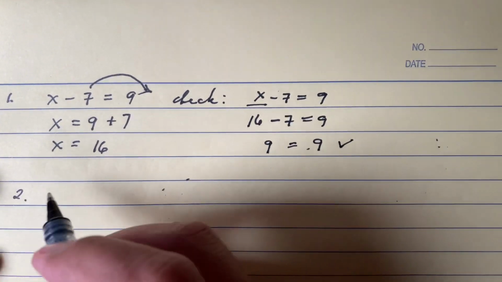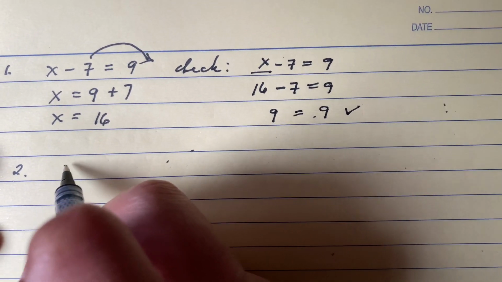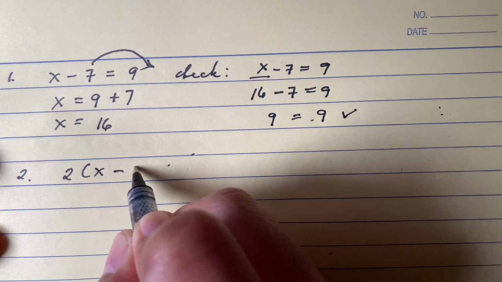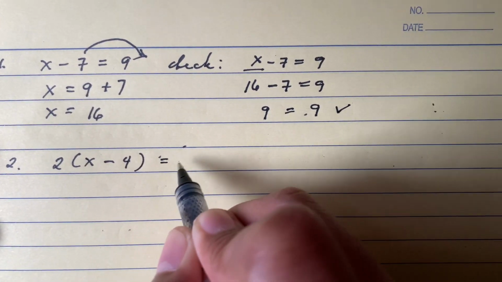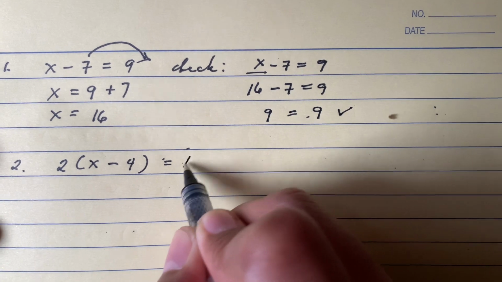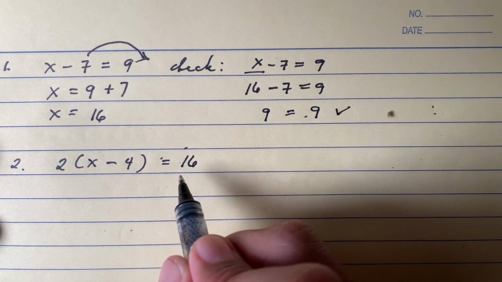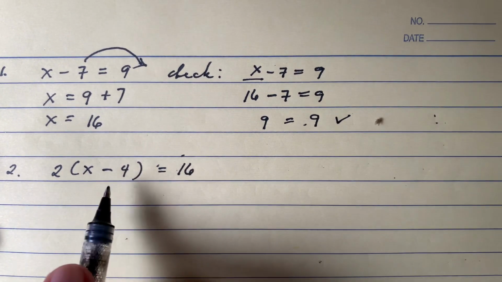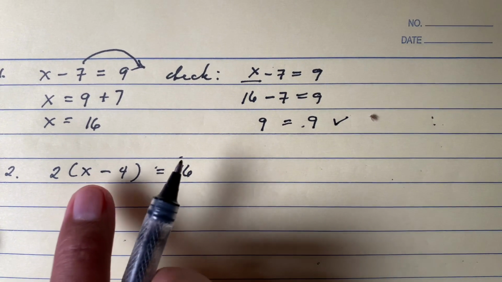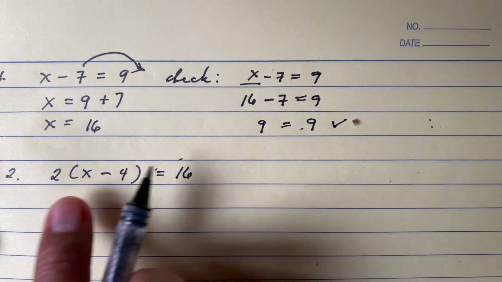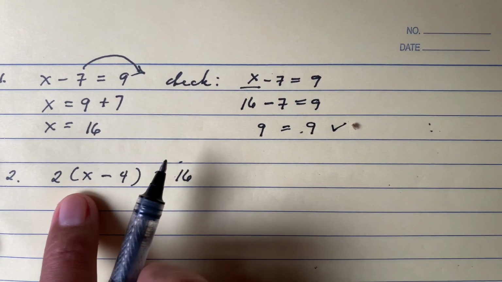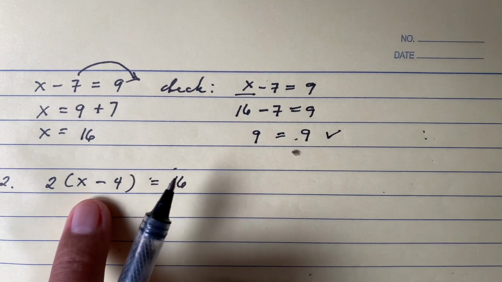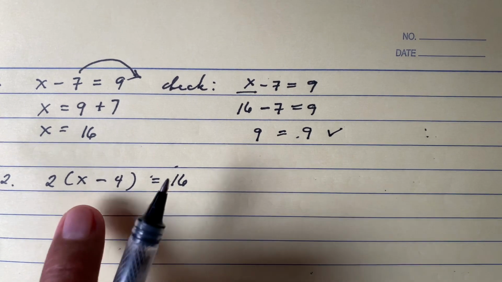Let's have another example. Let's say we have here 2 quantity x minus 4 is equal to, let's say, 16. To simplify this kind of linear equation, we simply have to remove your grouping symbol. And to remove your grouping symbol, we are simply going to distribute your 2 with each of the terms within your grouping symbol, parenthesis or quantity.